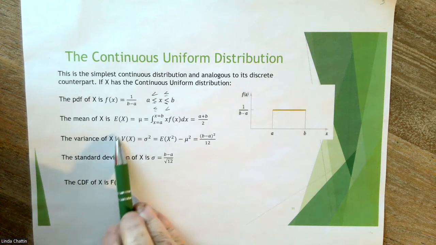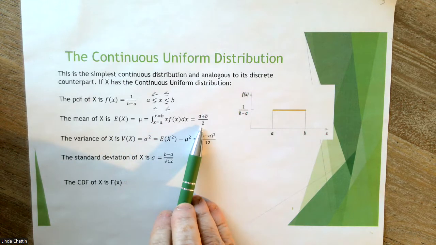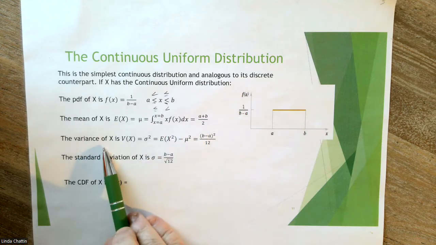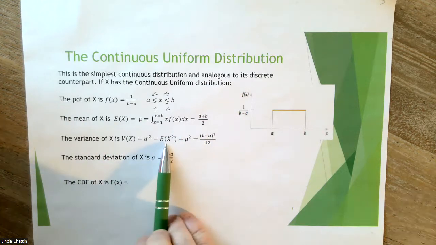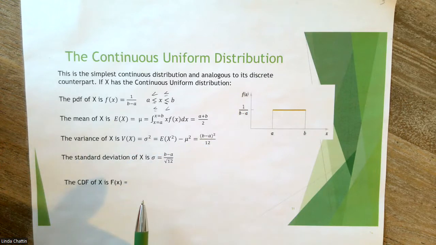So if we apply the formula to get the expected value or the mean of x, it works out to this very nice little formula, a plus b over 2. Same thing for the variance. If I apply the formula, the expected value of x squared minus the mean squared, I'm going to get b minus a squared over 12. And if I take the square root of that, I'm going to get the standard deviation.